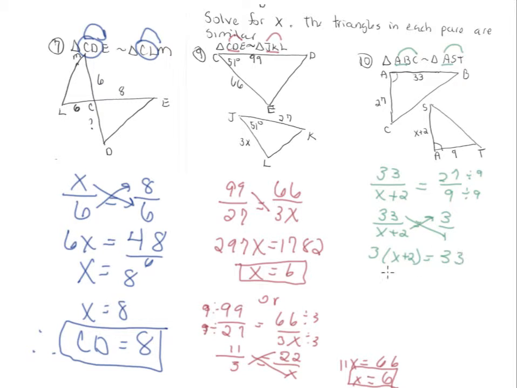Now I'm going to cross multiply. Notice I have to distribute that 3 to both terms, the x and the 2, and then get the x by itself. And we end up that x is 9 in this problem.